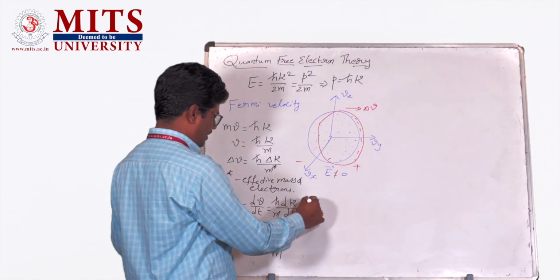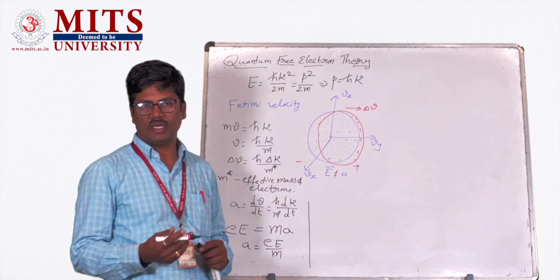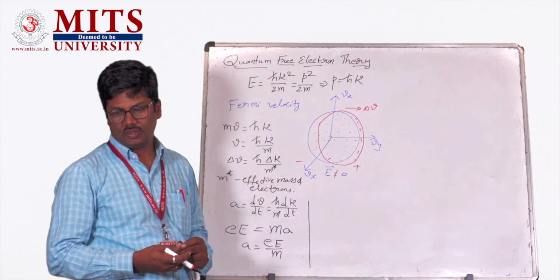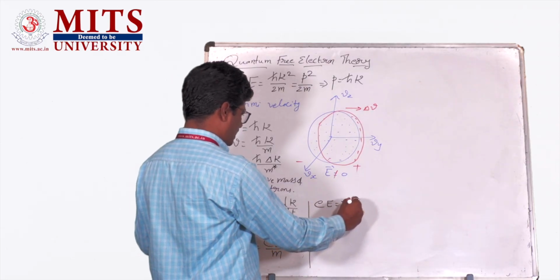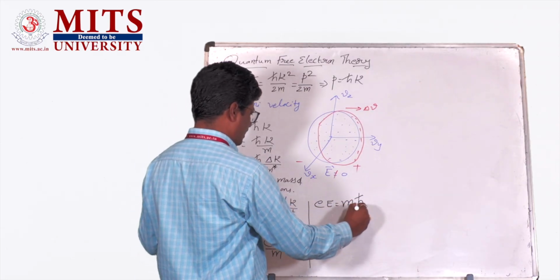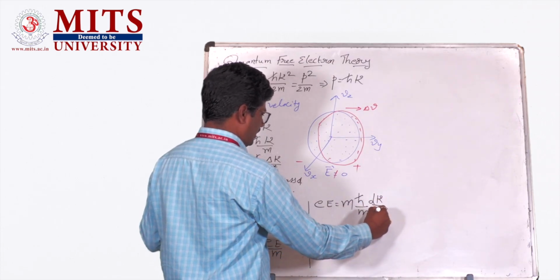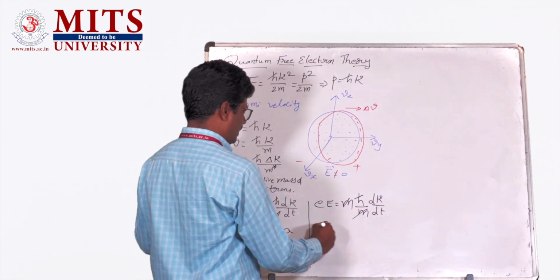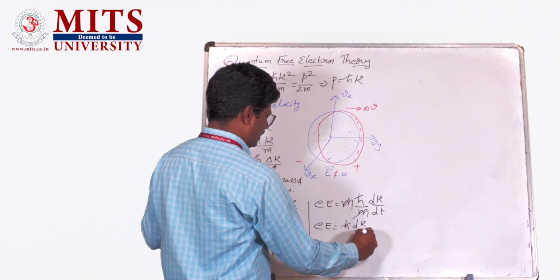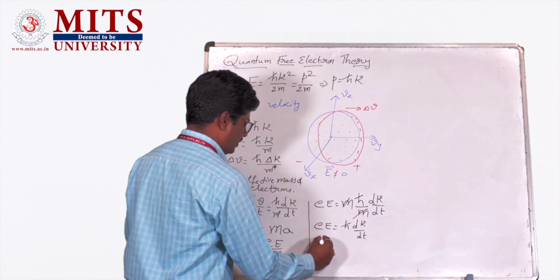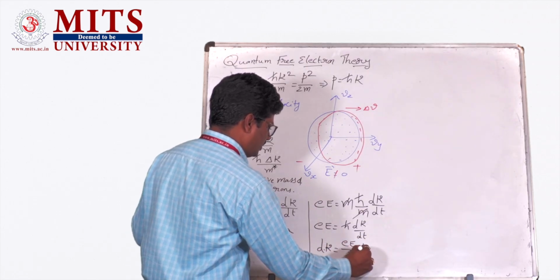Both are accelerations, so we can substitute here and we'll get an equation. Acceleration is dv by dt, which is h cut by m d kappa by dt. So eE is equal to mass into the acceleration value, h cut by m d kappa by dt. The m gets cancelled. So eE is equal to h cut d kappa by dt. So we need delta kappa. So d kappa is equal to eE by h cut into dt.